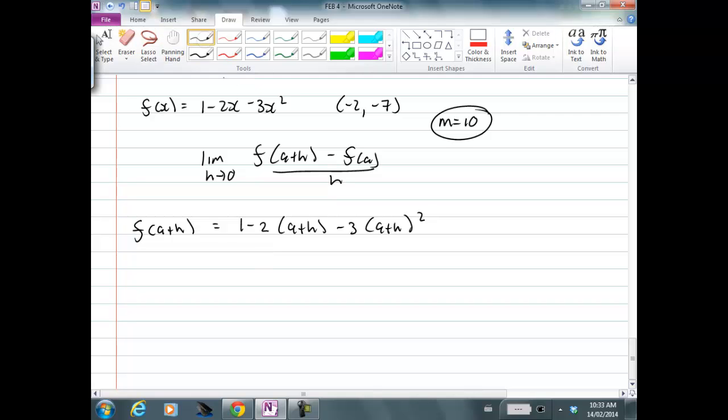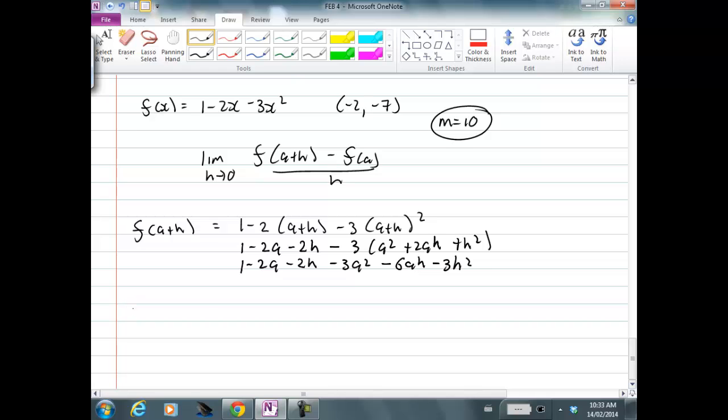I'm going to use algebra skills. 1 minus 2a minus 2h. You have to be careful with this one. Minus 3 times (a squared plus 2ah plus h squared). Again, I'm going to multiply it out and simplify: 1 minus 2a minus 2h minus 3a squared minus 6ah minus 3h squared. I look for things to merge together, but I can't merge anything right now.